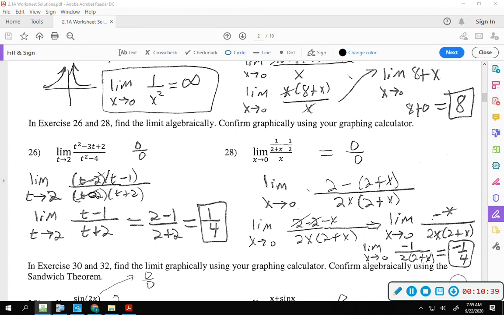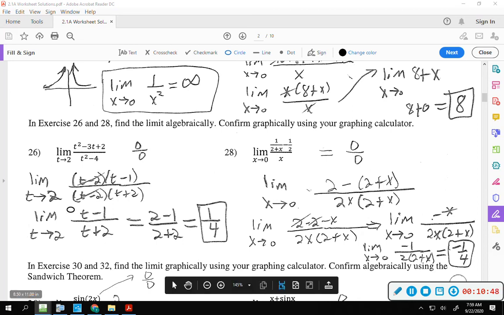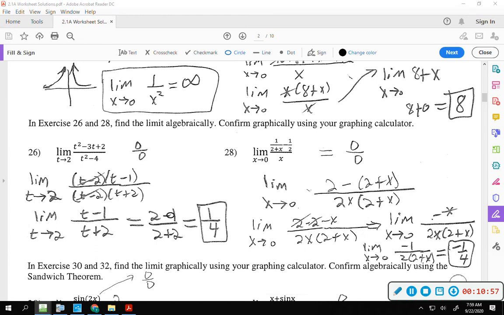The bottom factors, that's a difference of two perfect squares: t minus 2, t plus 2. We can cancel this common factor of t minus 2, and now we're left with this rational function. And if I plug 2 in for t, 2 minus 1 over 2 plus 2 is 1/4. Let's just take a look at this one quickly in the calculator to verify the existence of this limit being 1/4. Okay, we're going to be able to see this one pretty clearly.